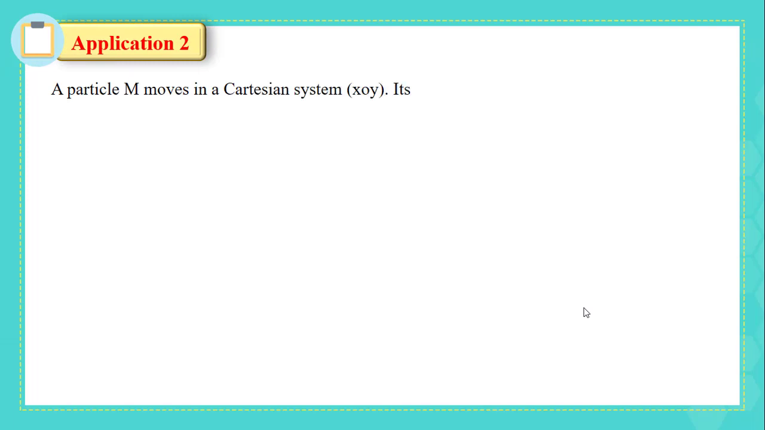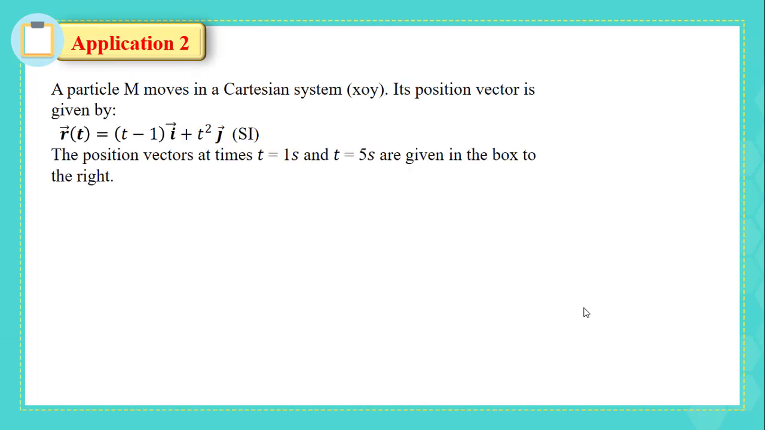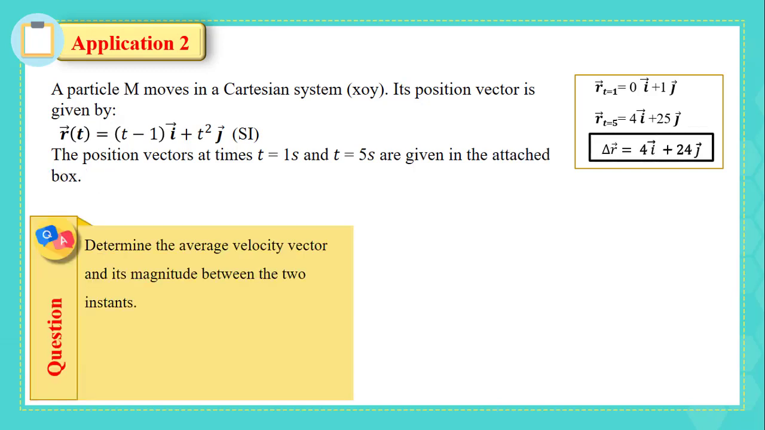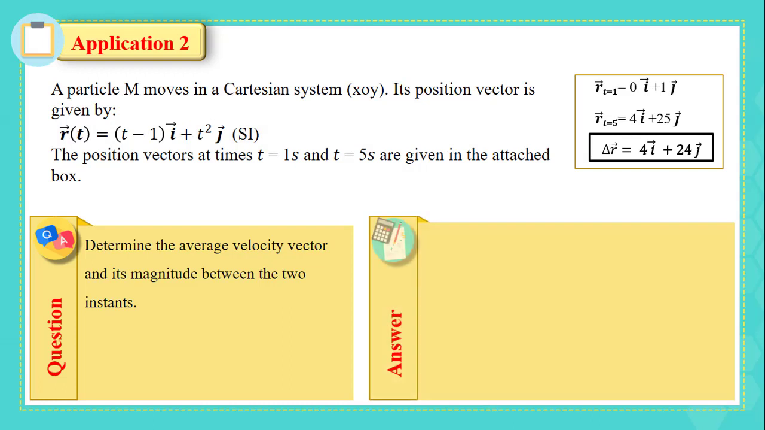Application number 2. A particle M moves in a Cartesian system xOy. Its position vector is given by r of t is equal to (t minus 1)i plus t squared j, in SI units. The position vectors at times t is equal to 1 and t is equal to 5 seconds are given in the following box. The question is, determine the average velocity vector and its magnitude between the 2 instants, t is equal to 1 and t is equal to 5.